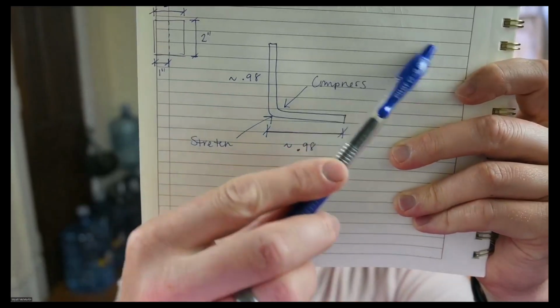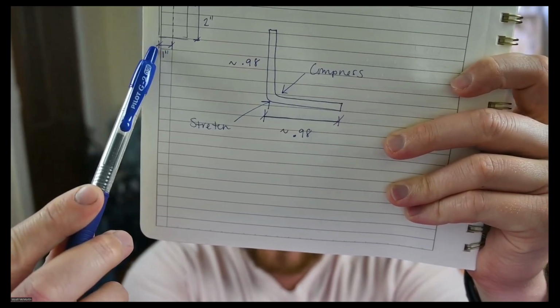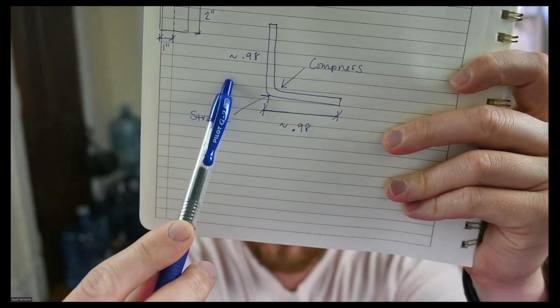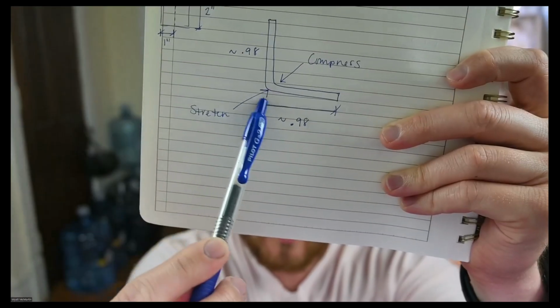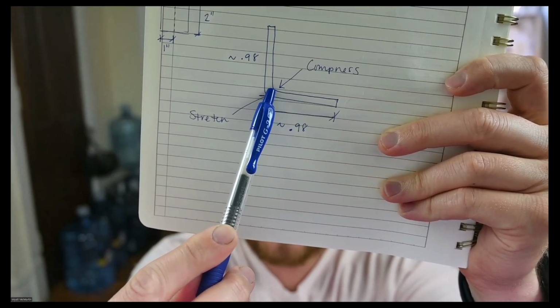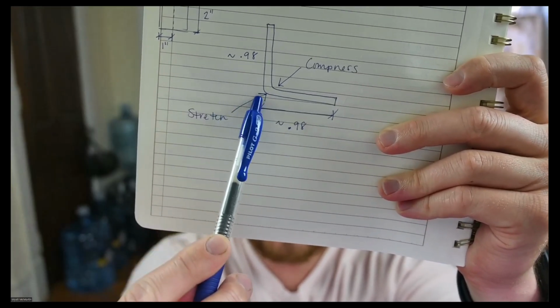So if we start with a 2x2 square and we bend at 1 inch, we'll see the formed part is actually going to be something like 0.98 on one flange and 0.98 on the other flange. And that's because on the inside radius, it compresses the metal, and on the outside radius, it will stretch the metal.